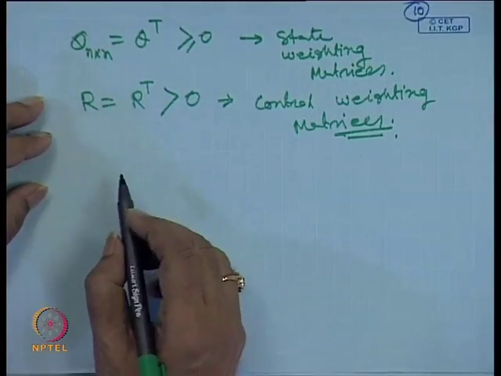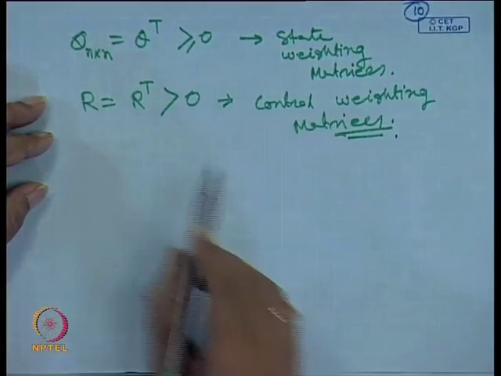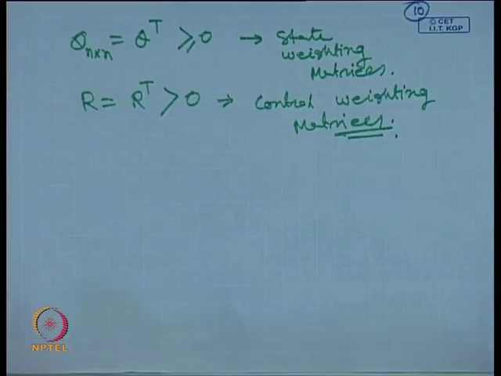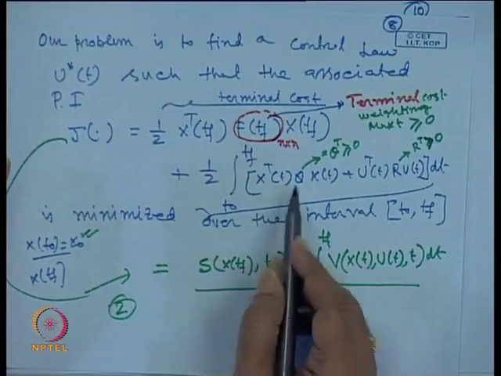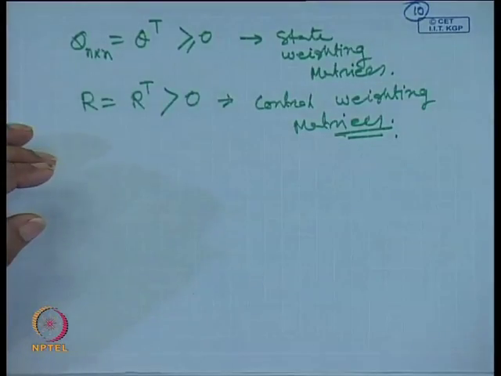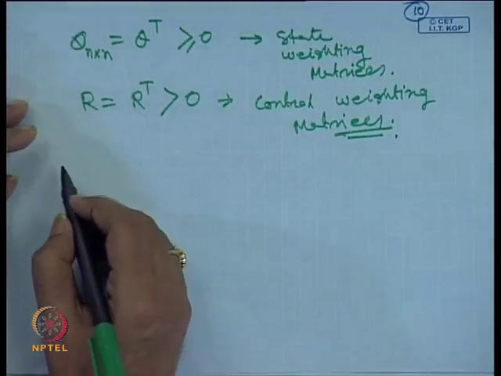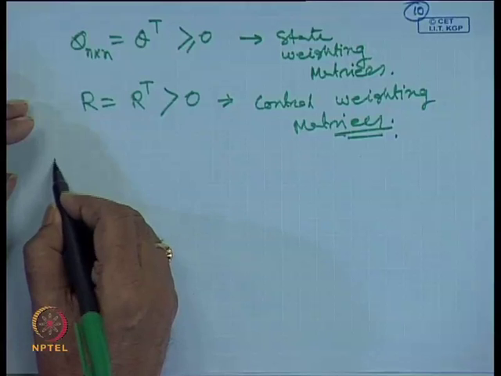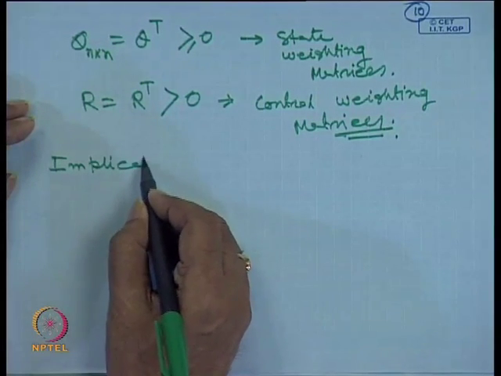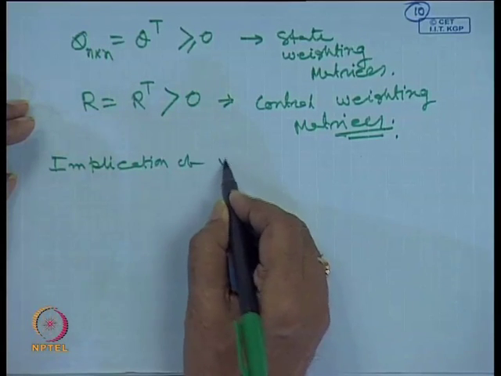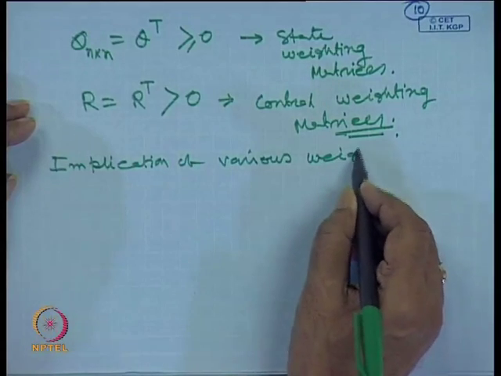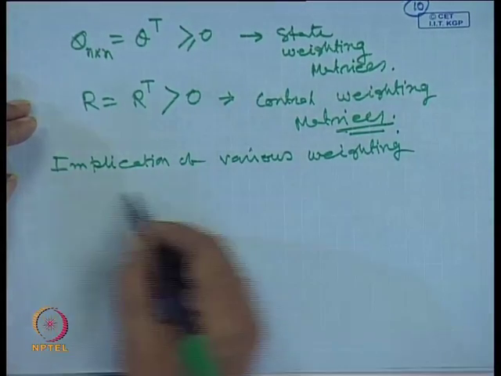Agree? If you want to keep the state small in the expression, then the choice of Q must be a positive definite matrix. So, our implication of various weighting matrices.